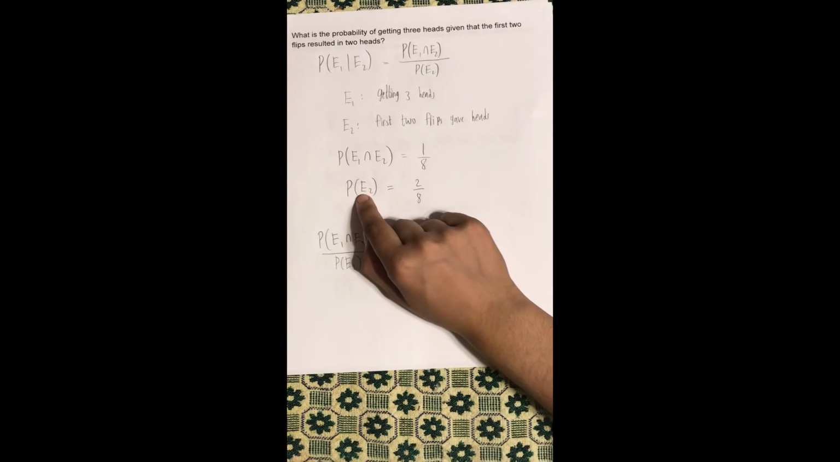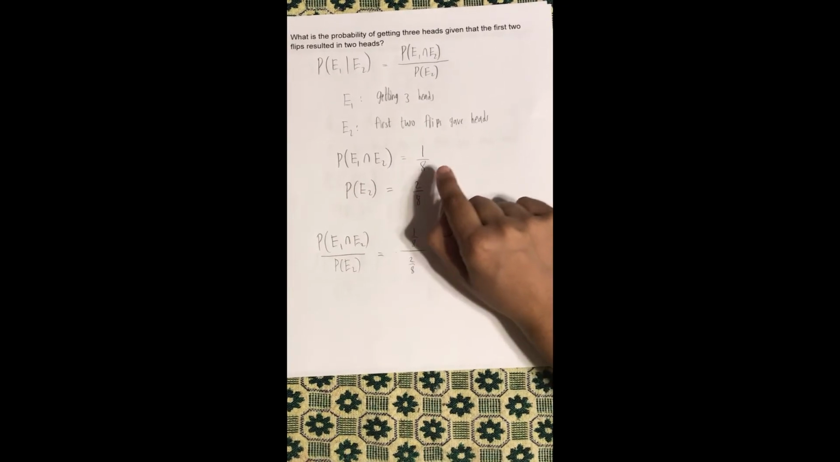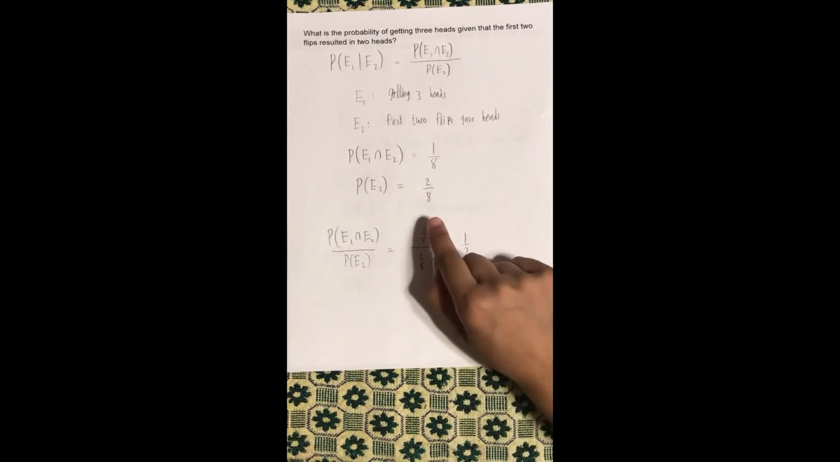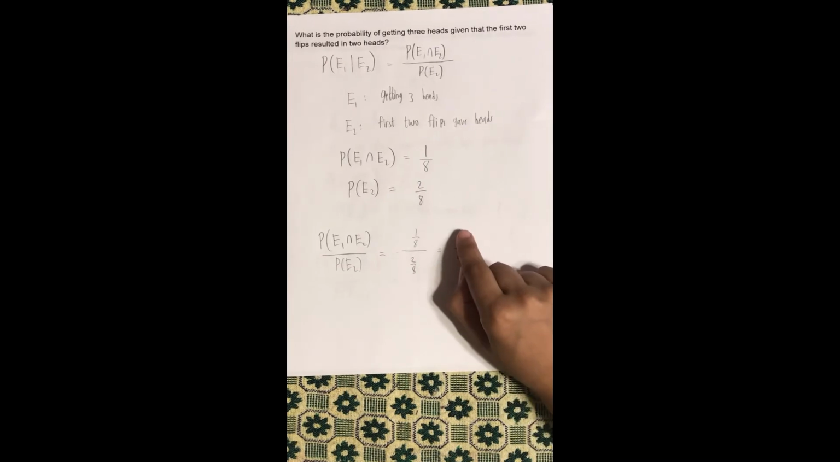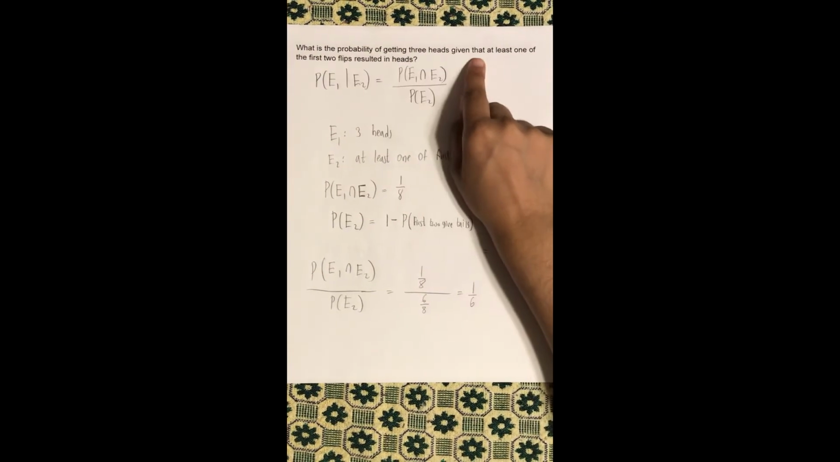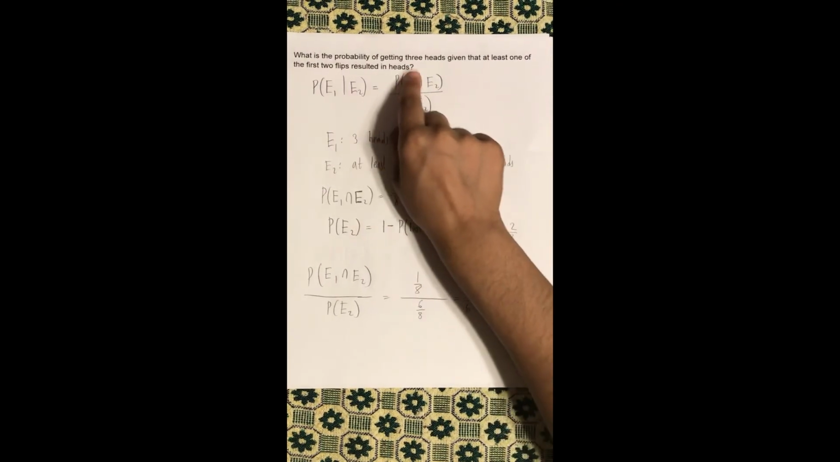The probability of E2 is 2 over 8, because the first 2 flips must be heads, but the third flip can be either a head or a tail. Hence, P of E1 given E2 is equal to 1 over 8 divided by 2 over 8, which is equal to 1 over 2. What is the probability of getting 3 heads given that at least one of the first 2 flips resulted in heads?